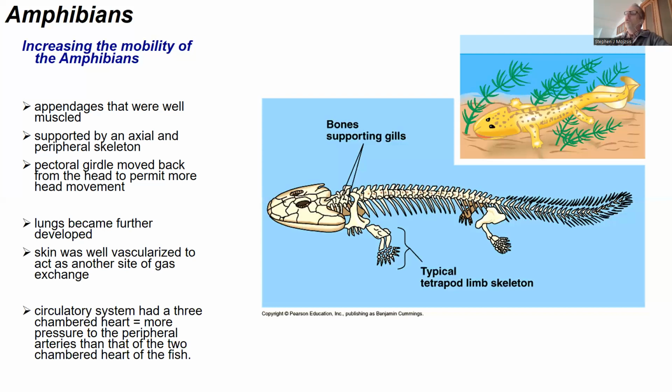Amphibians also had a more developed, and they continue to have, because there are amphibians around now, of course, a better developed circulatory system than their fish predecessors. They had a 3-chambered heart, allowing more pressure to the peripheral arteries, leading to the appendages, different parts of the body, than that of the 2-chambered heart of the fish. An important evolutionary development. This made it possible for these organisms to go onto land and open a new ecological niche for all animals.